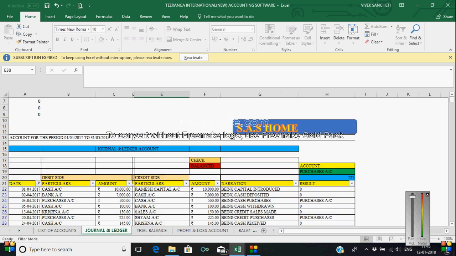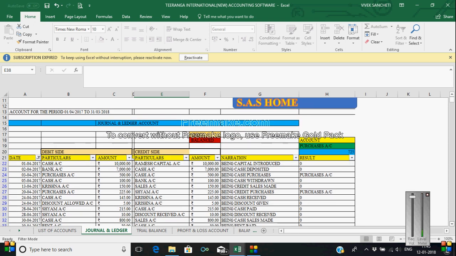Then I passed the journal entries. This is the journal entry which I passed. Cash account debited to Ramesh capital account, bank account to cash account, purchase account to cash account. This is the whole journal entry with narration. Fine. Here one more very important thing which I gave here is this check. Here we can find out whether the amounts which we are posting on the debit side and the credit side are correct or not. For example, suppose here cash is 10,000.